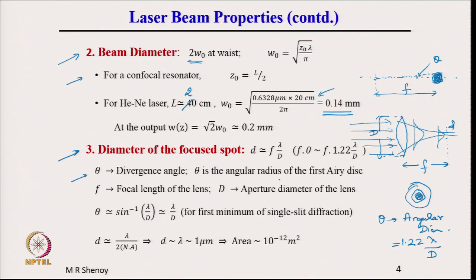For those of you who are familiar, when plane waves diffract, they form an Airy pattern at the focus of a lens. So, this is the Airy pattern. The innermost bright disc is called the Airy disc. f is the focal length of the lens and d is the aperture diameter of this lens.